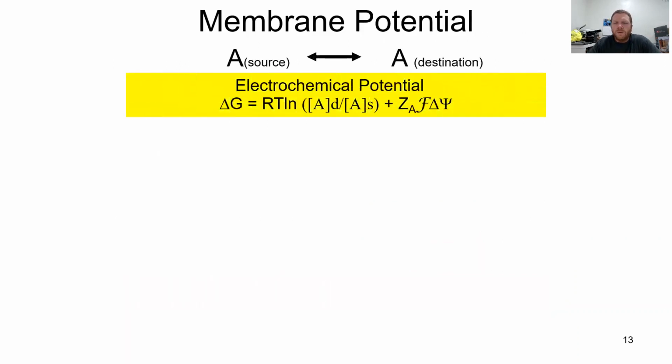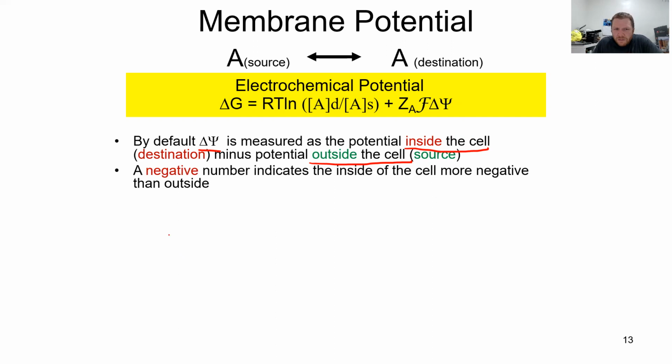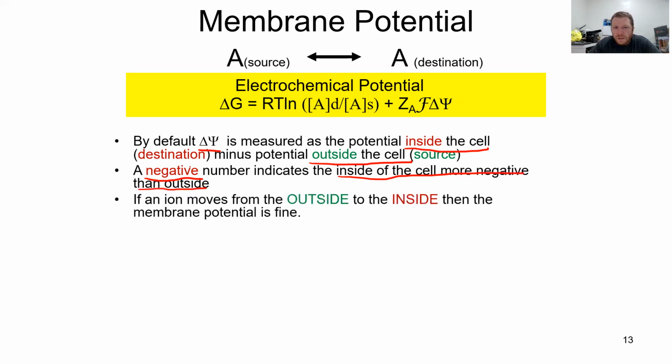So whenever you talk about a membrane potential, you have to talk about the electrochemical potential. By default, delta psi is measured as the potential inside the cell minus outside the cell. So we are looking at inside versus the outside. Now, a negative number indicates the inside of the cell is more negative than the outside of the cell. A positive number is going to show the opposite.